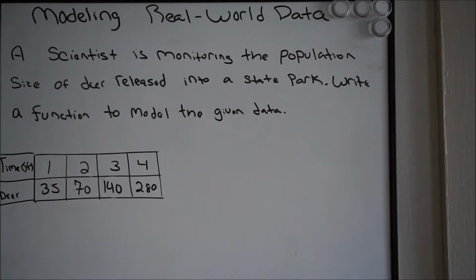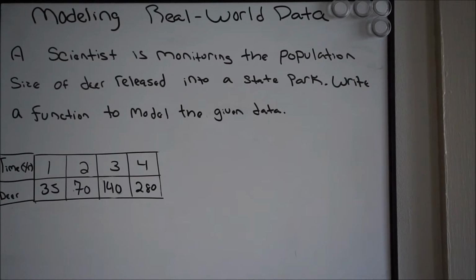Okay, so let's go ahead and read this problem, and then we're going to talk about how we are going to set this up. It says a scientist is monitoring the population size of deer released into a state park. Write a function to model the given data. Before we go ahead and create a function here, we need to know what we're dealing with. Is this going to be linear, quadratic, exponential, square root? So we have to go back to our rules and identify our function here.